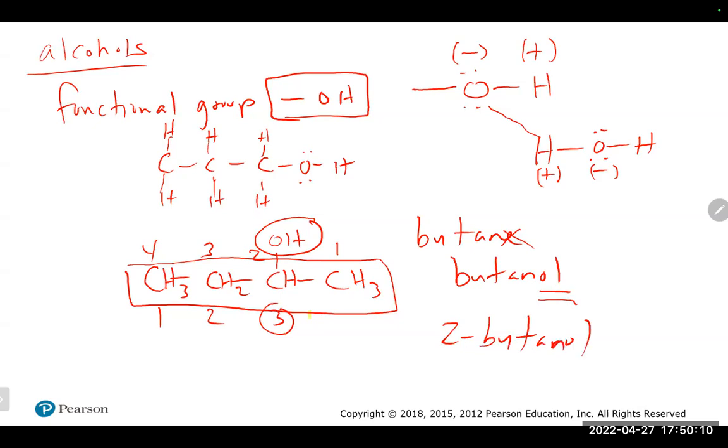Questions on that? Obviously, once you determine which way you need to number for the OH group, you have to stick with that numbering for anything else that may be attached. So if I threw a chlorine in here, for example, that would have to be at carbon number 3, because of the way we numbered it for the OH. So that would turn it into 3-chloro-2-butanol would be the name in that case.